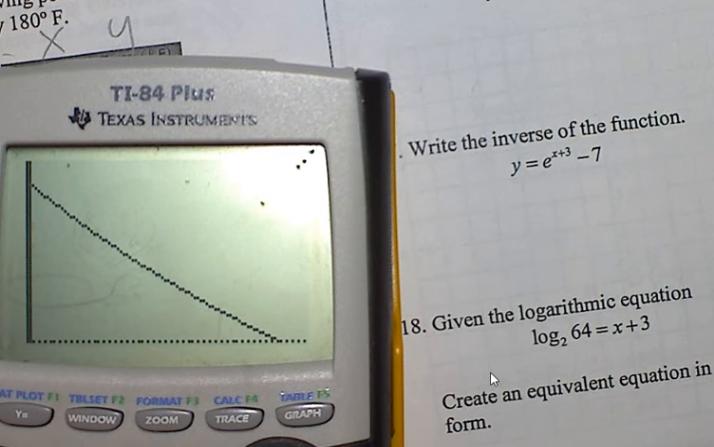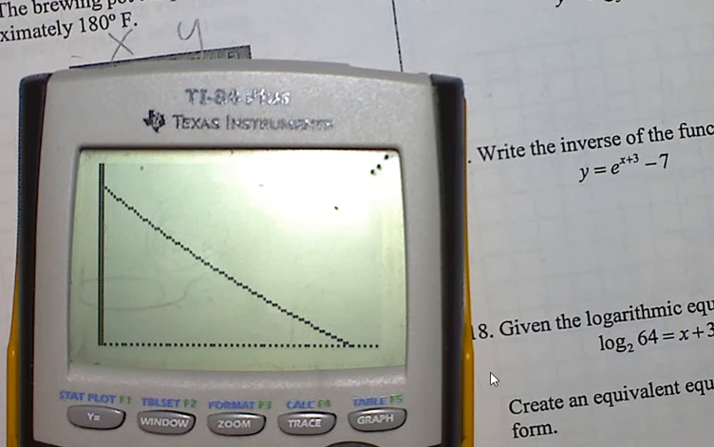By a raise of hands, how many of you have something similar to this on your calculator? Hands up high. Okay.